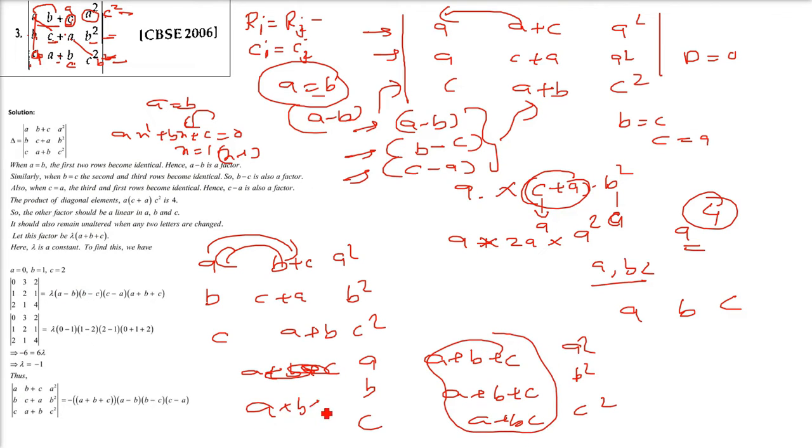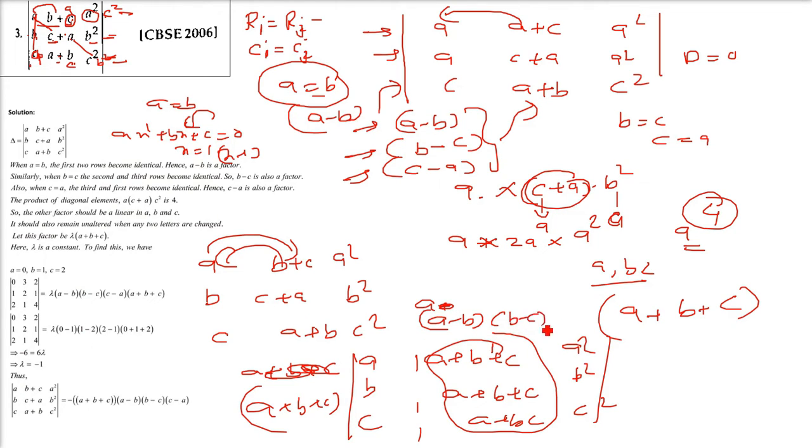So we have three factors now: a minus b, b minus c, c minus a, and a plus b plus c. So there are four factors. A raised to 4, we need four factors. I hope you got the idea. A minus b, b minus c, c minus a, and a plus b plus c. So we have four factors.